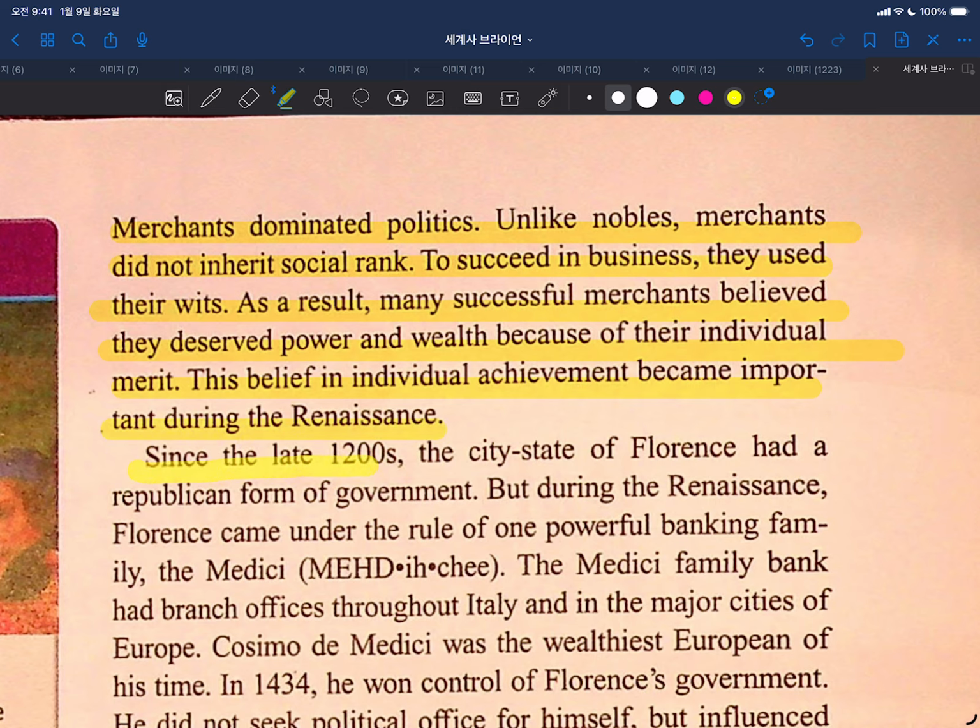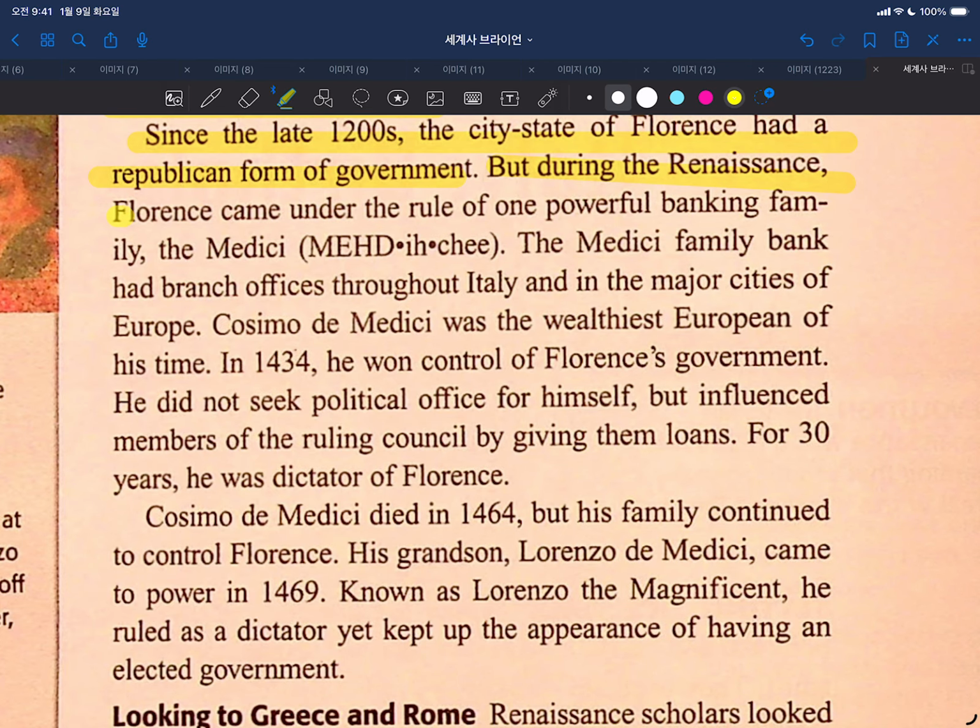Since the late 1200s, the city-state of Florence had a republican form of government. But during the Renaissance, Florence came under the rule of one powerful banking family, the Medici. The Medici family bank had a branch of offices throughout Italy and in the major cities of Europe. Cosimo de' Medici was the wealthiest European of his time. In 1434, he won control of Florence's government. He did not seek political office for himself, but influenced members of the ruling council by giving them loans. For 30 years, he was the director of Florence.